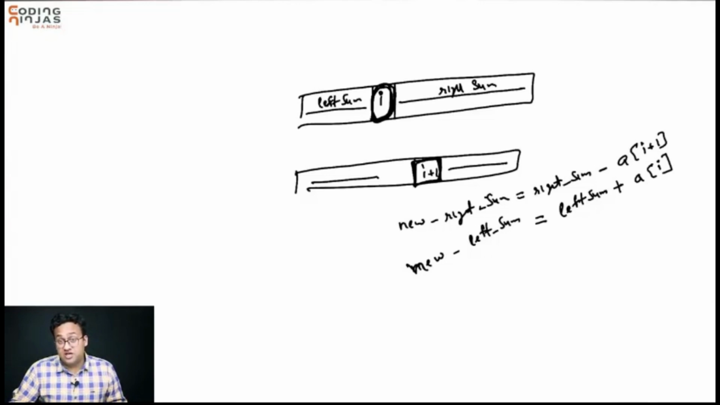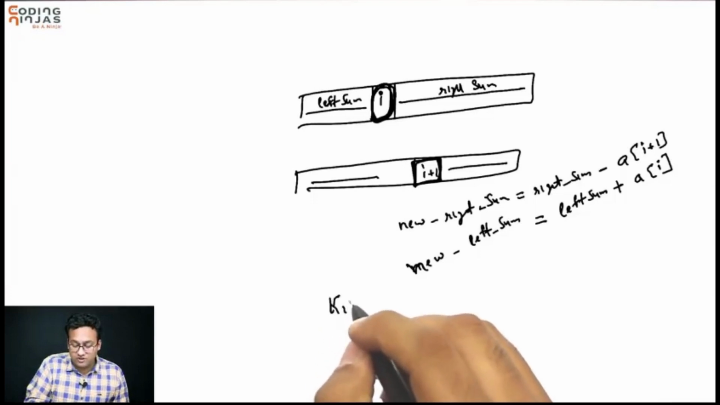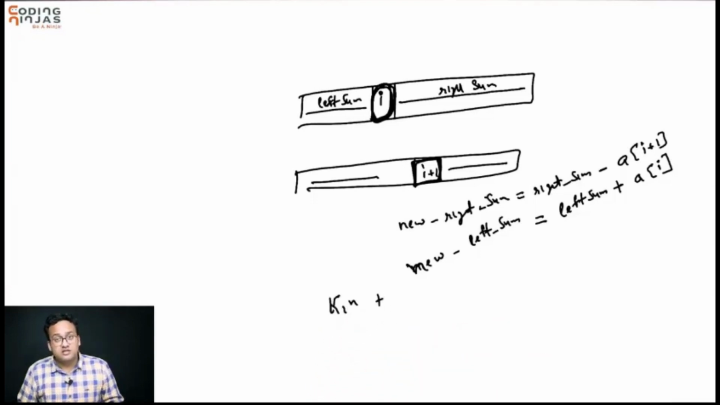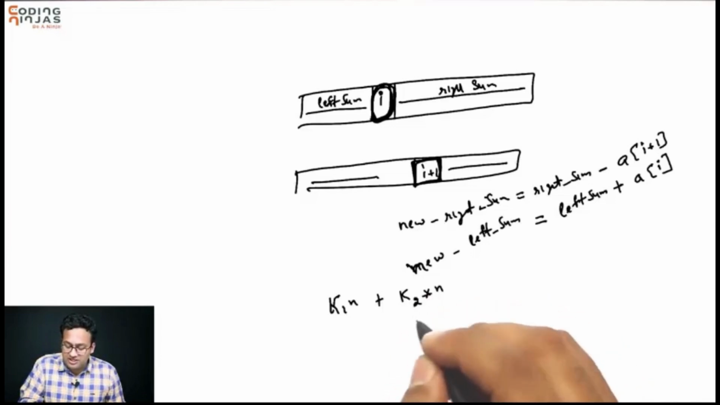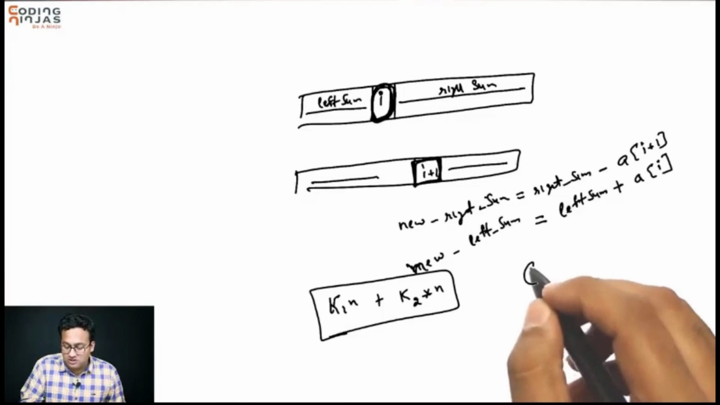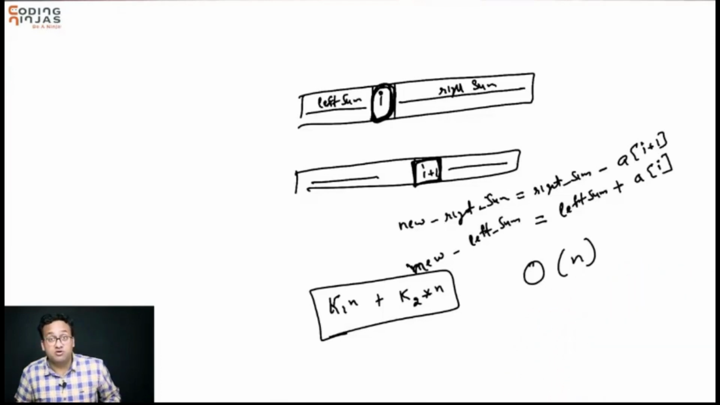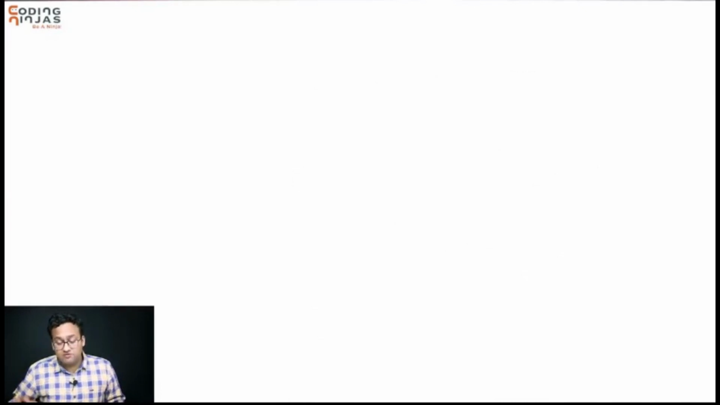Perfect. So it seems like I need to find the right sum once. So I'll do some O(n) work to find the right sum initially. And I'll go through each index and at each index I need to do some constant work, that's it. So some constant work at each index means the time complexity will be big O of n. Okay, it will be big O of n. Perfect. So let me quickly write the pseudo code for this so that you are able to implement this as well.